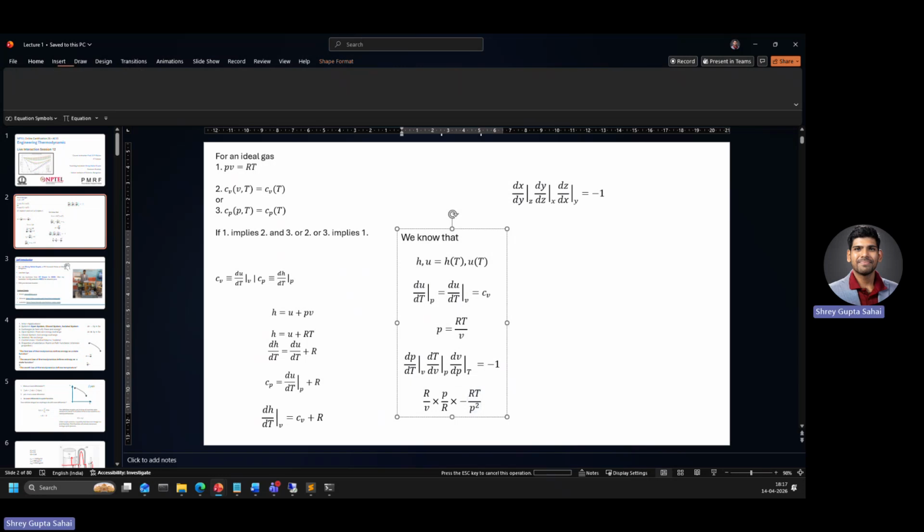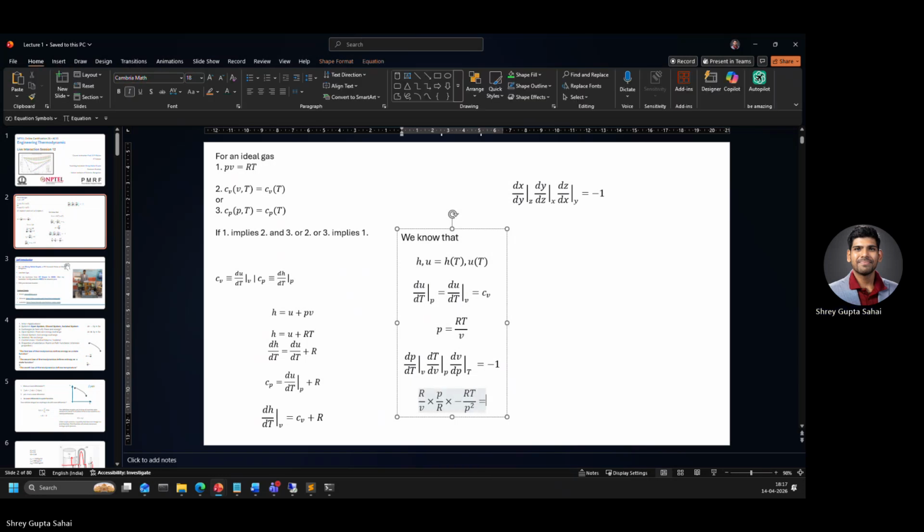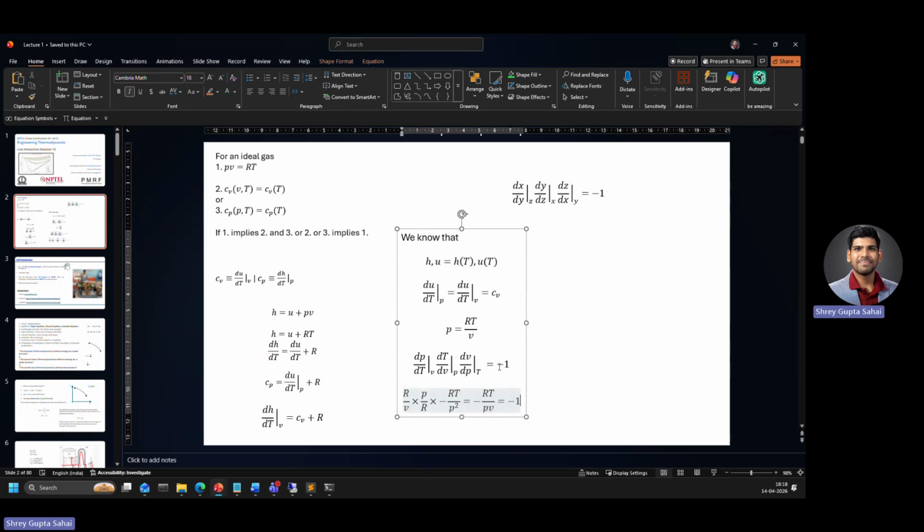Yes. Now what this becomes is PRT. So R gets cancelled first of all. No, R will not get cancelled. PRT by, or even P can go away. RT by, there's the minus sign here. RT by PV, this is -1. Okay, this is one thing. Now, how do we show this thing? For an ideal gas, this is true.